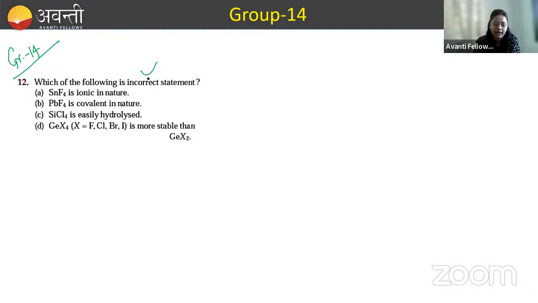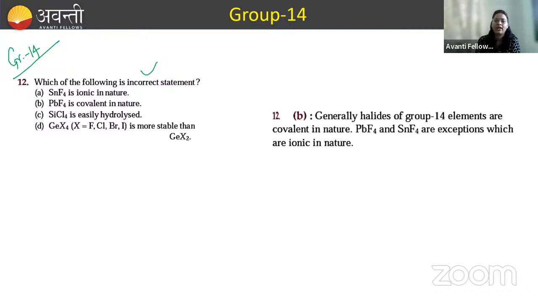तो group 14 में as you go down ना, you can see that PbF4 and SnF4 are exceptions which are ionic in nature. So these are what? Ionic in nature. Other compounds are what? Covalent in nature. So SnF4 is ionic in nature, PbF4 is covalent in nature. तो ये क्या हो गया? ये गलत स्टेटमेंट हो गया क्योंकि PbF4 और SnF4 दोनों भी क्या है?